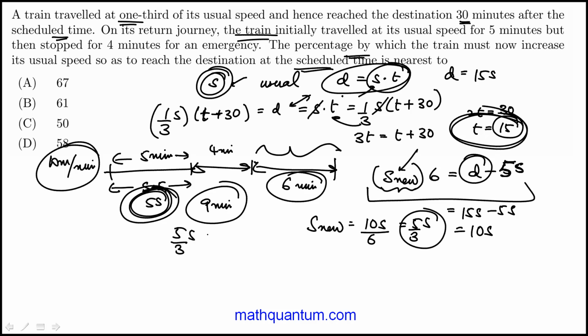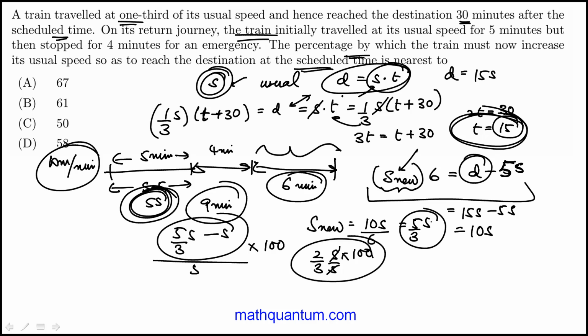So the new speed is 5/3 s minus the original over s. That's the percent increment it needs to be. That's 2/3. The s will drop out, and 2/3 as a percentage is 66 2/3%, which is closest to 67, choice A.